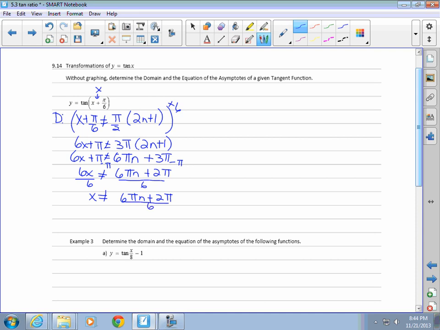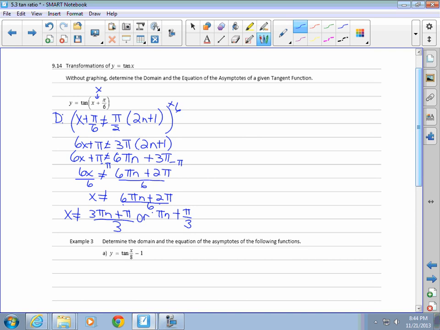I could leave it like that, or I could do a reduction here. I could write this as, if I divide by 2 into each of my numbers here, 3 pi n plus pi all over 3. Or if I wanted to separate that, I could say 6 pi n divided by 6 is just pi n, plus 2 pi divided by 6 reduces to pi over 3. Same difference. So you just need to write whichever one makes the most sense to you.